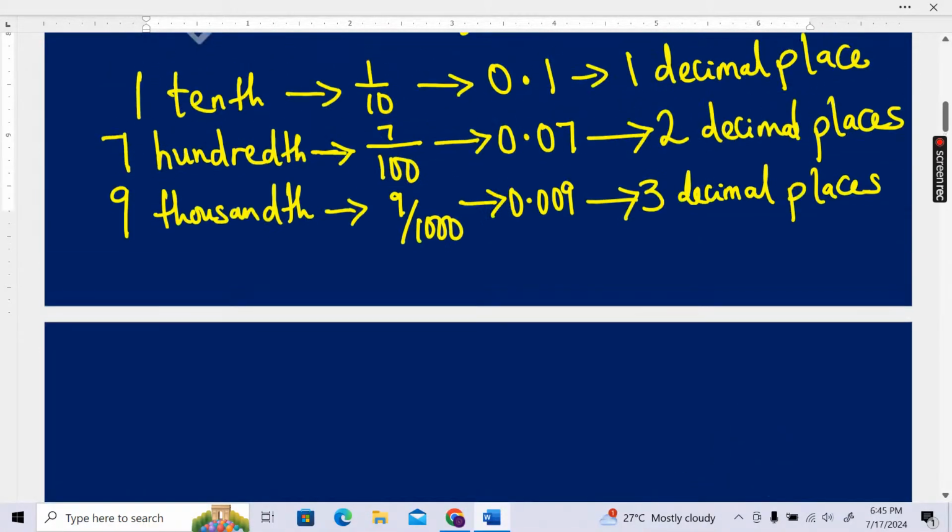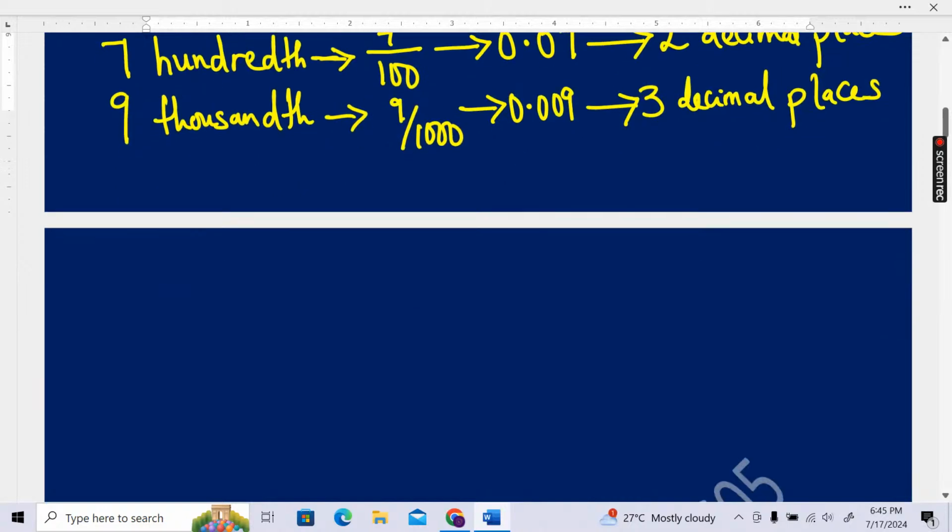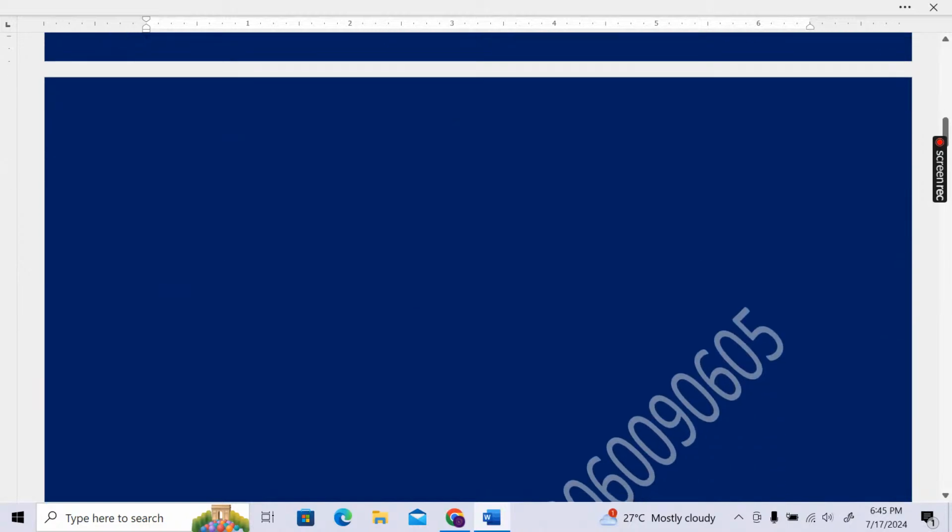Okay, so that's the place value of decimals. Now let's look at some examples together.